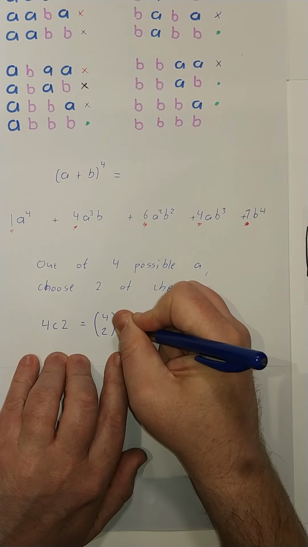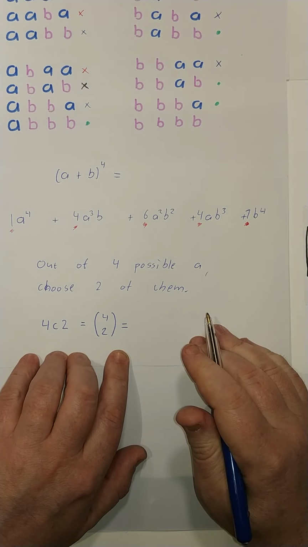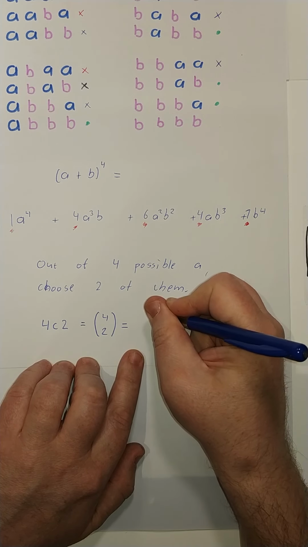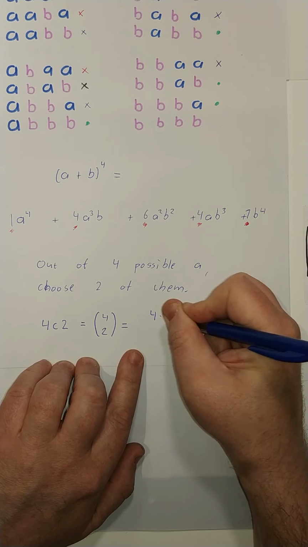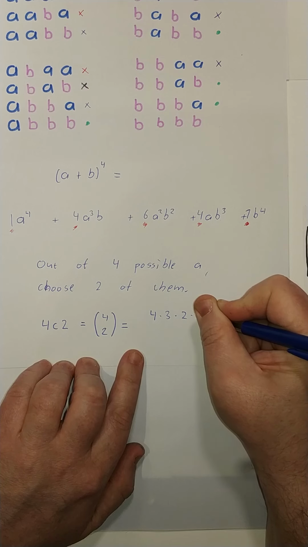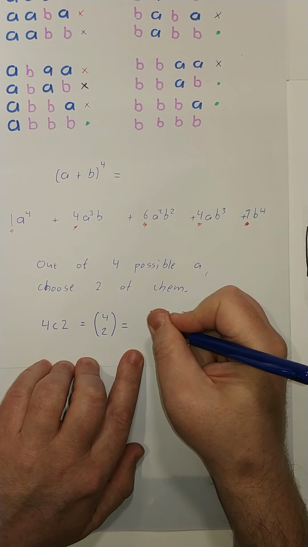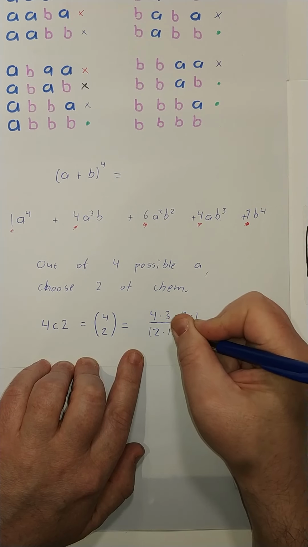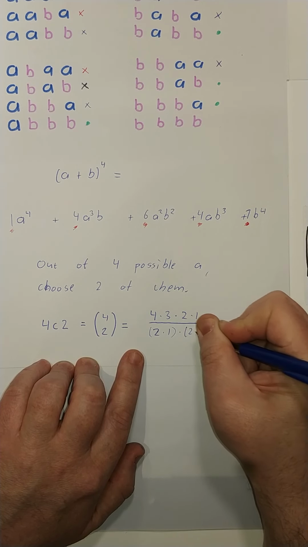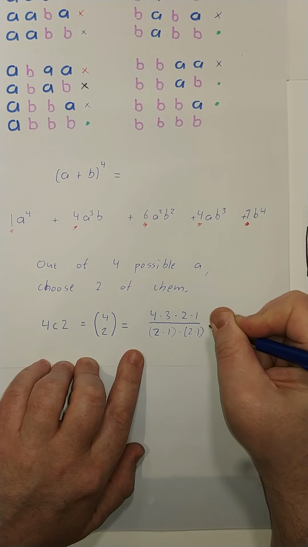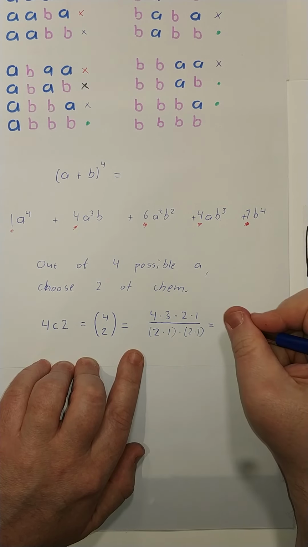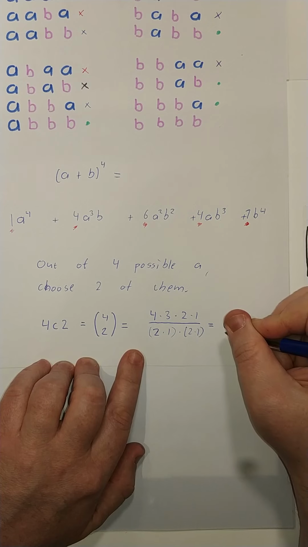And in this case, we also have a formula, which I will present without proving. It's 4 times 3 times 2 times 1 for neatness, divided by 2 times 1 times 2 times 1, which turns into 24 divided by 4, so that's 6.